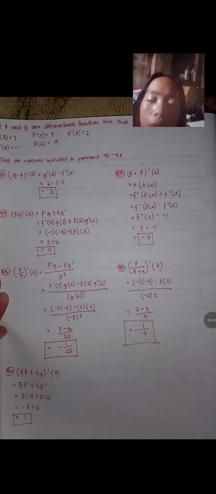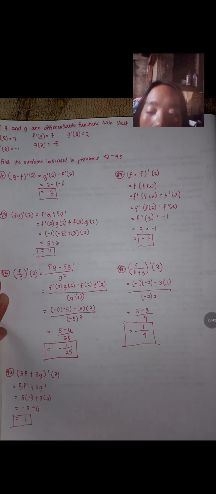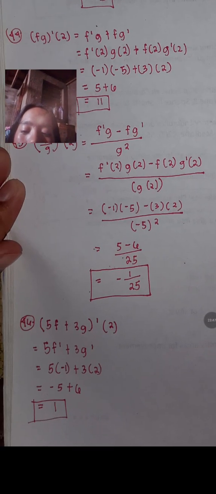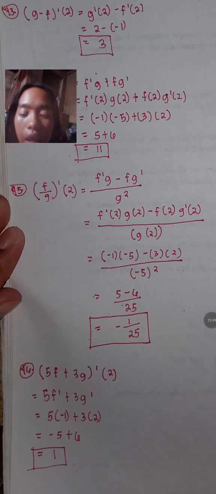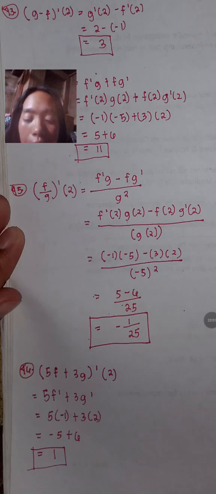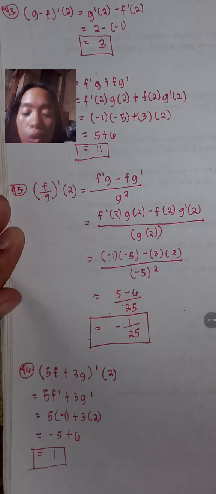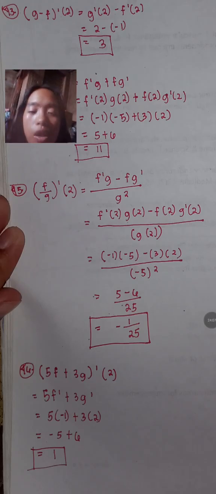So for number 46, the quantity of 5f plus 3g prime of 2. So again, that is 5f prime plus 3g prime. We just need to substitute the given values. So 5 times negative 1 plus 3 times 2 is equal to negative 5 plus 6. So that is equal to 1.